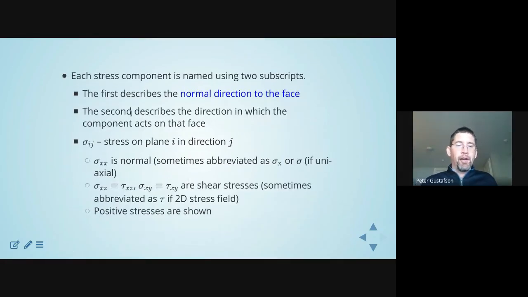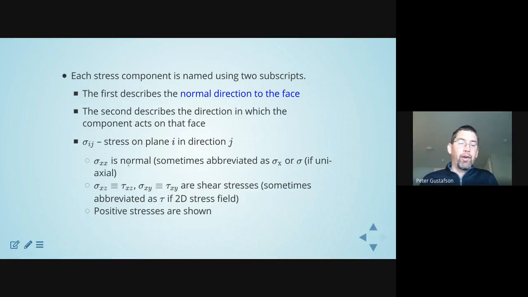Now, this is a bit redundant to what I've already said. Each stress component is named using 2 subscripts. The first describes the normal direction to the face. The second describes the direction in which the component acts on that face. So more specifically, we can refer to this as sigma ij. We're using 2 Latin indices as subscripts. So it's stress on the plane i in the direction j.